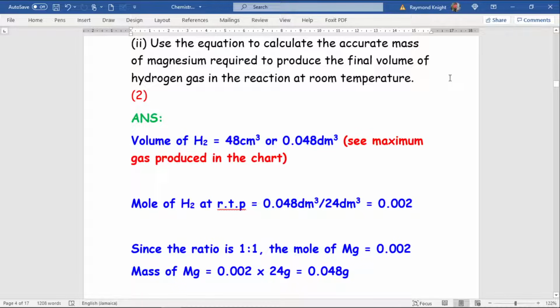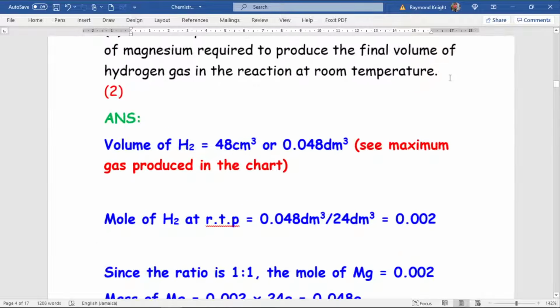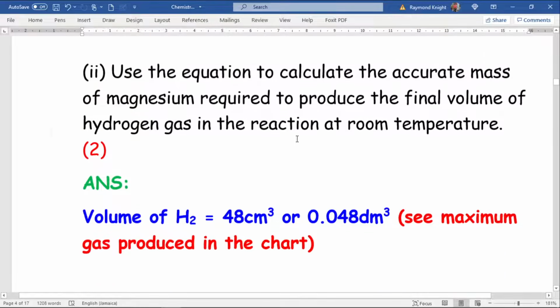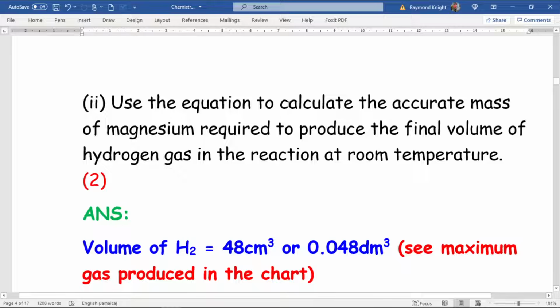And let me zoom back in on this so it'll be a little bit bigger. All right, so I want to point this out. This 48 is critical, yeah? If you read this question, it said, use the equation to calculate the accurate mass of magnesium required to produce the final volume of hydrogen gas in the reaction at room temperature. First and foremost, how do we determine the final volume of hydrogen gas?